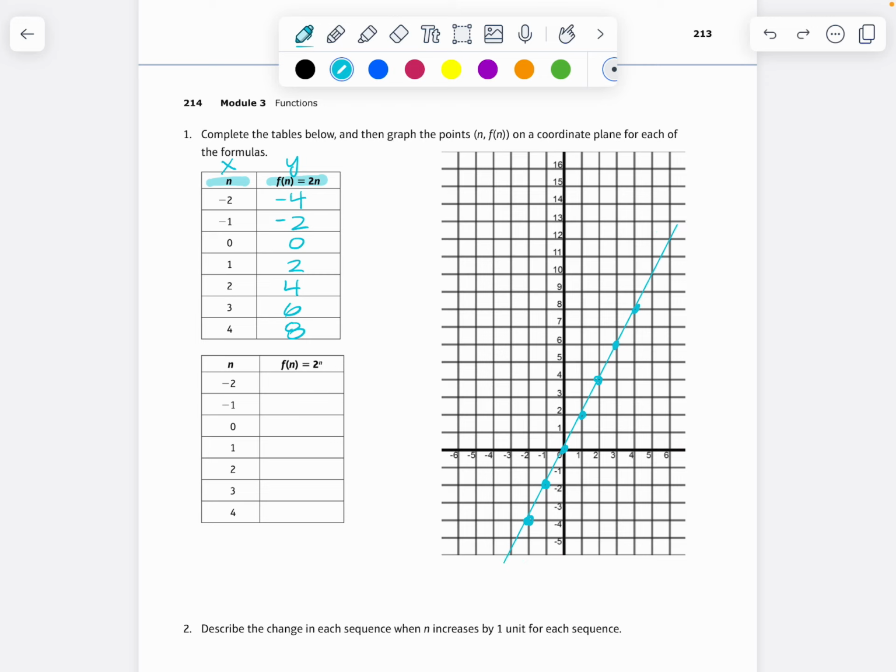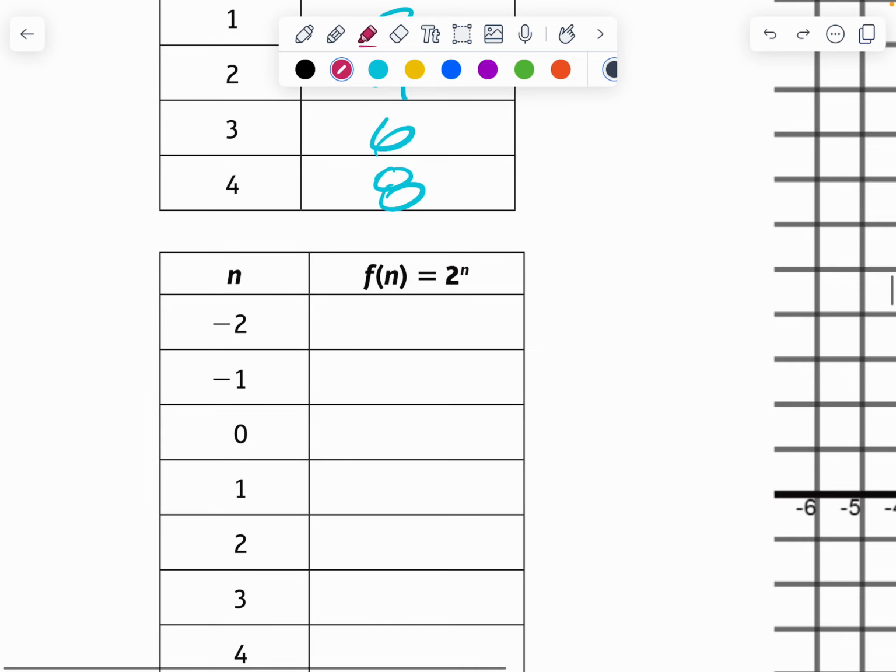All right, now the next one's a little different. Next one down below, I'm gonna zoom in here. We still have our input of n. This is f of n, our output. But now if you notice, where is the variable? It's 2 to the n. It's up in the exponent, isn't it?